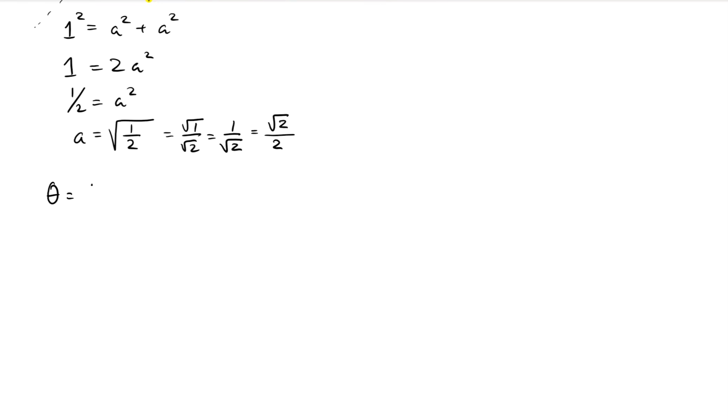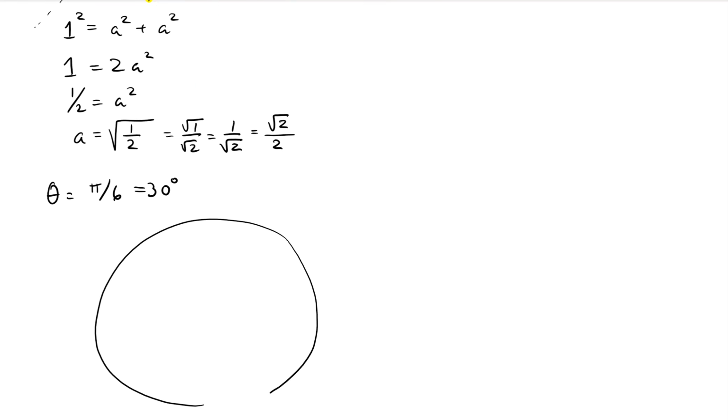Next angle, pi over 6 or 30 degrees. Okay, so once again, we can work within our unit circle, and these are the main axes. And we've got an angle of 30 degrees. 30 degrees basically splits 90 degrees into 3 parts, so it would be somehow like that.